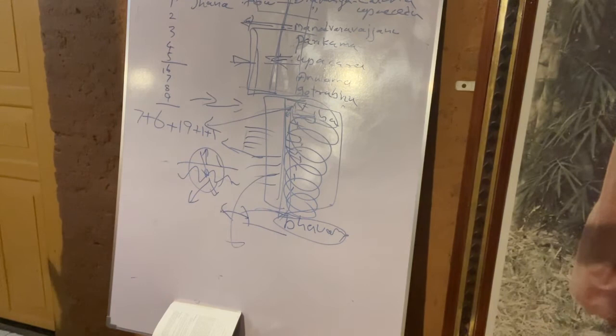So do I understand right that the more jhanas, for example, jhana number 8, it means that all your hindrances are very, very much suppressed? That's right.